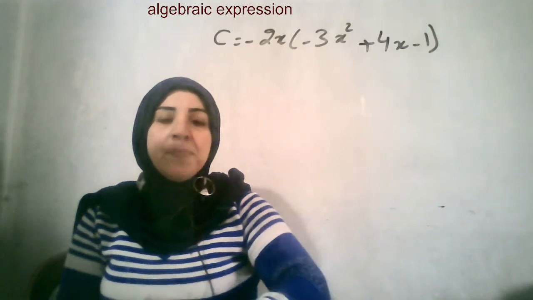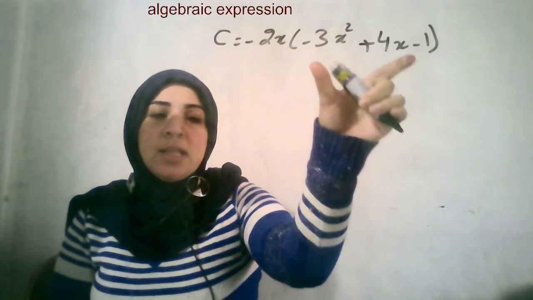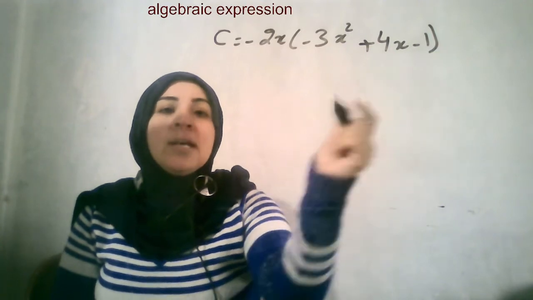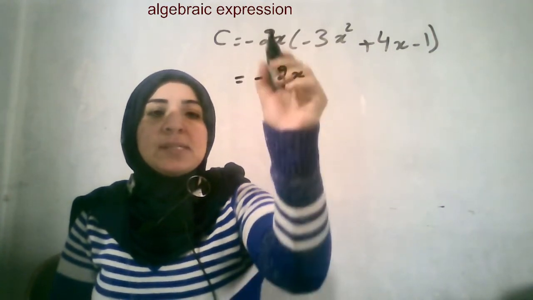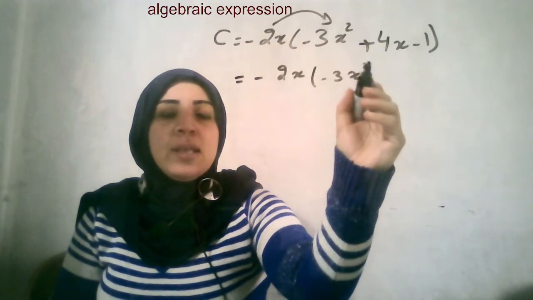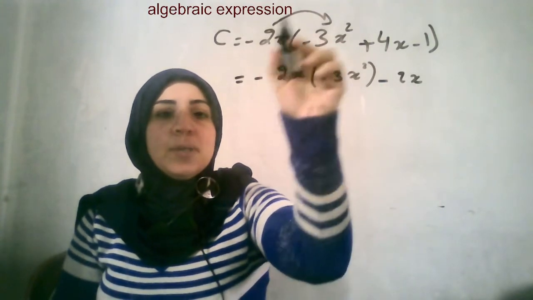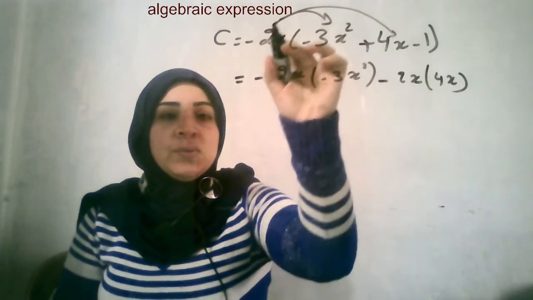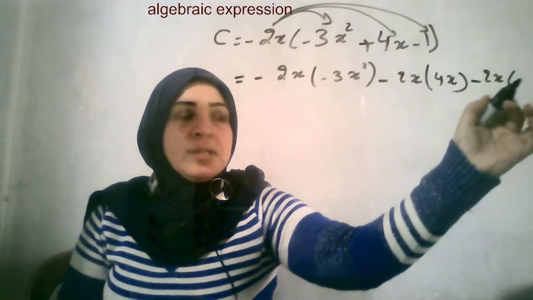Part C, minus 2x multiplied by, this is a polynomial, it's the sum of monomials. What should we do here? We have to say it's minus 2x multiplied by minus 3x squared. Then it's minus 2x multiplied by 4x. Then minus 2x multiplied by minus 1.